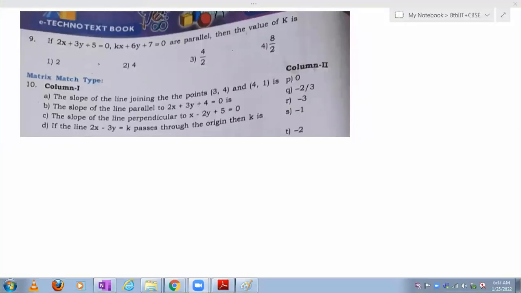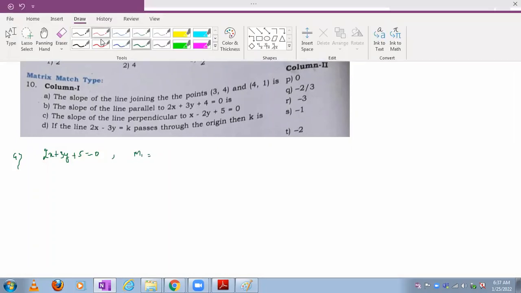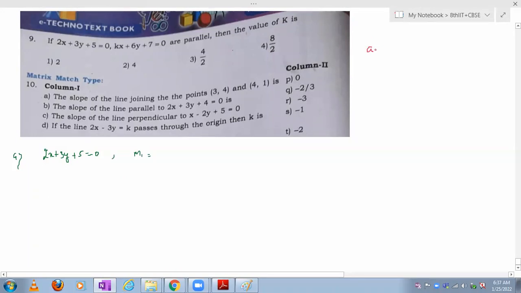So 2x plus 3y plus 5 is equal to 0. Okay, 2x plus 3y plus 5 is equal to 0. Ninth question. And now tell me, what is the slope of this line? If ax plus by plus c is equal to 0, what is the slope of that line?